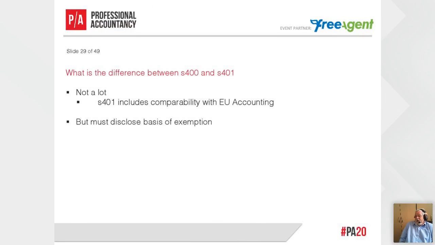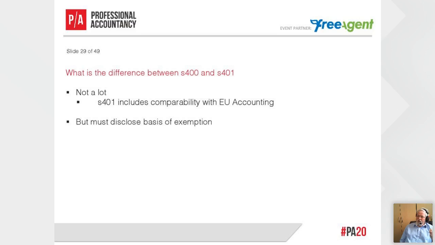So is there any real difference between 400 and 401, apart from the fact there's a one difference in terms of the section numbers? Well, the answer is not a lot, really. Section 401 does include a comparability requirement with EU accounting, but that's not going to make any difference as a result of this change, because if the parent is in the EEA, obviously it is complying with EU accounting. Perhaps the important thing here is the parent has to disclose the basis of the exemption.